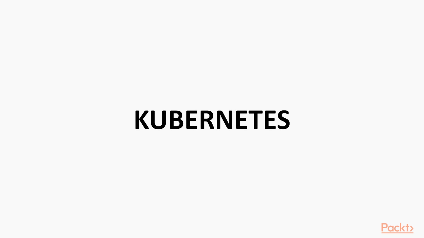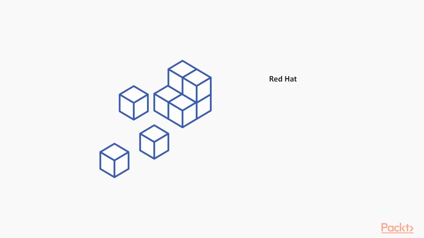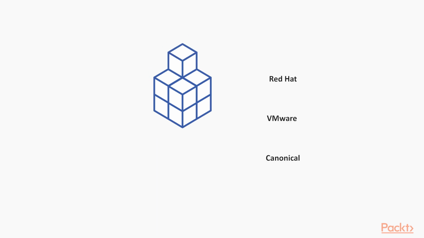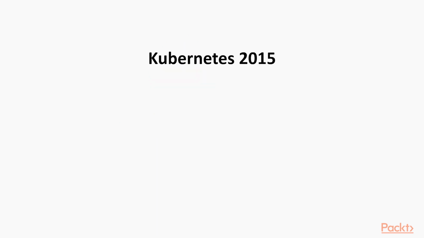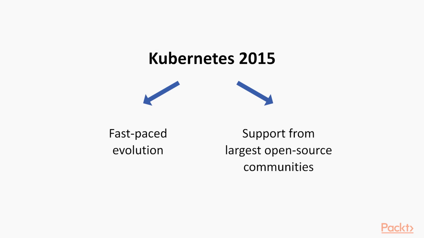Since its release in 2014, Kubernetes has undergone rapid development with contributions from across the open source community, including Red Hat, VMware, and Canonical. Since the version 1 release of Kubernetes in 2015, it's been a fast-paced evolution on the product with wide support from some of the largest open source communities on GitHub today. We'll be covering version 1.5 throughout this section. We'll explore how Kubernetes helps deal with resource utilization, high availability, updates, patching, network, service discovery, monitoring, and logging.